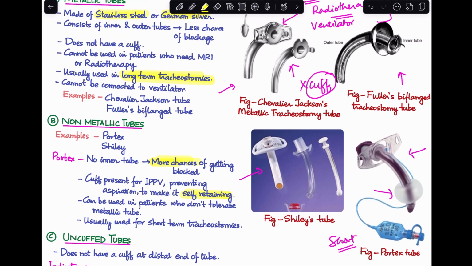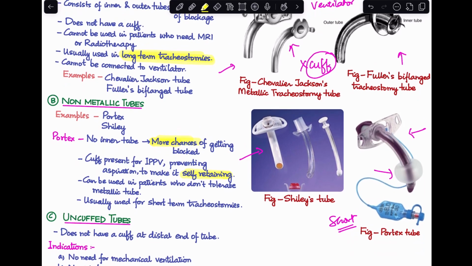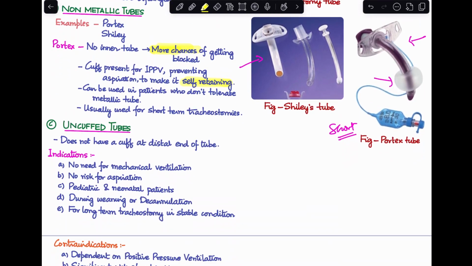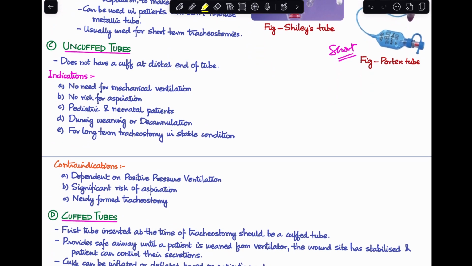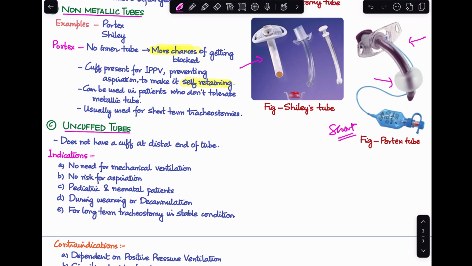So we have learned the first type, which is metallic and non metallic type. Now, moving on to the second type, which is uncuffed or cuffed tubes. First, let's talk about the uncuffed tubes. So, uncuffed tubes, as you can see from the name itself, if we look at the first image over here, this is an uncuffed tube. So, you can see there is no cuff present at the distal end of the tube.